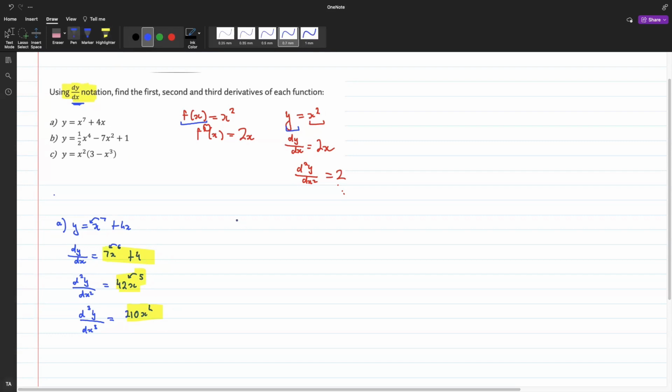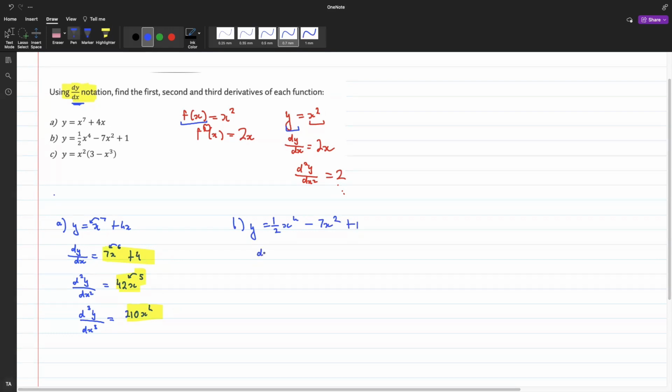For part b, we've got another equation, y is equal to half x to the power 4 minus 7x squared plus 1.